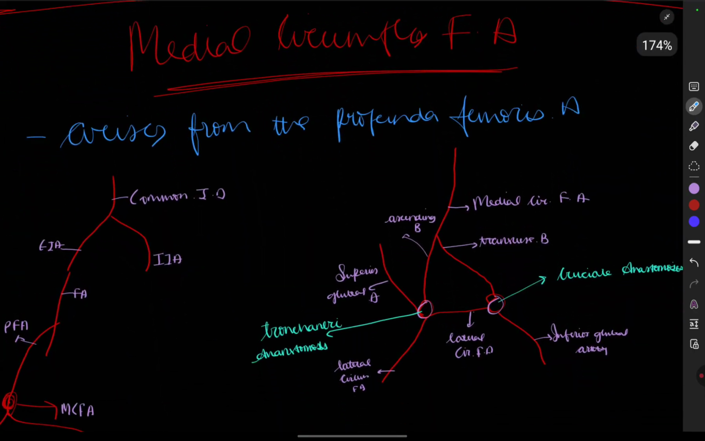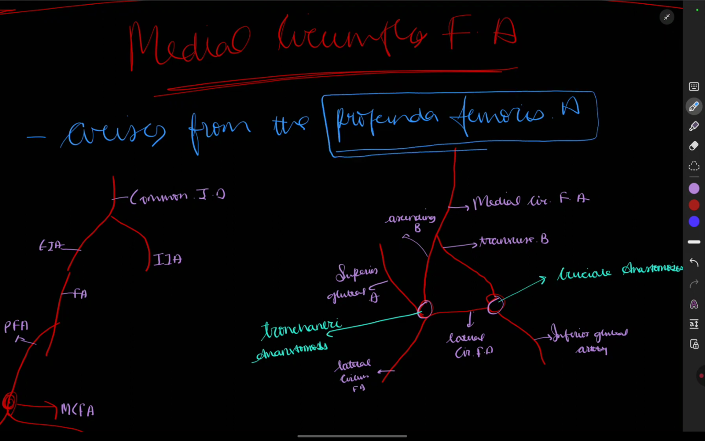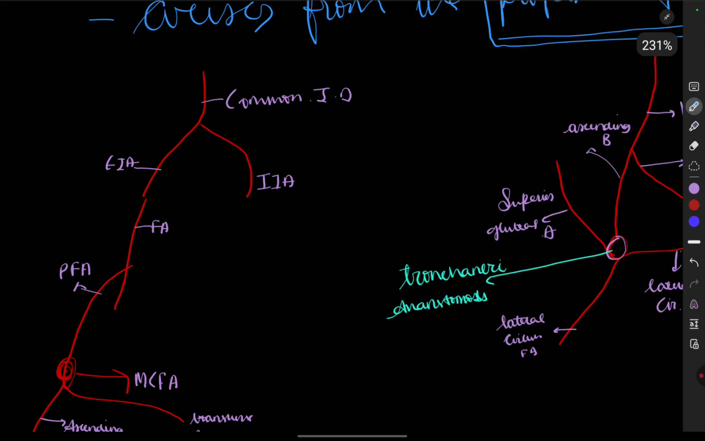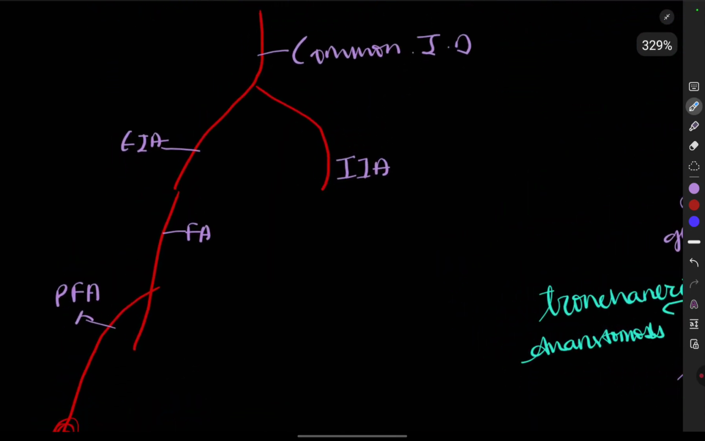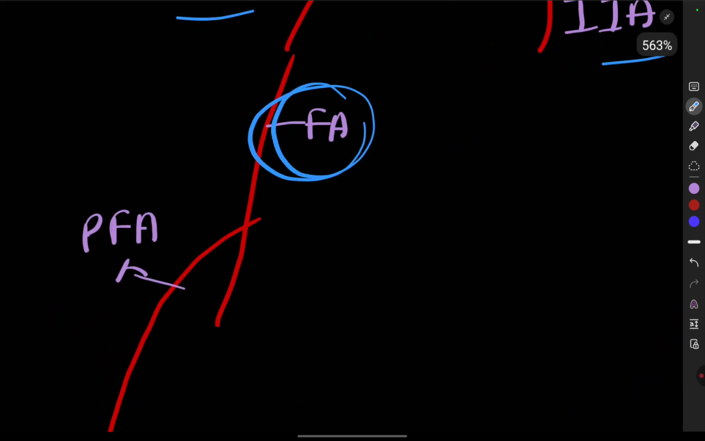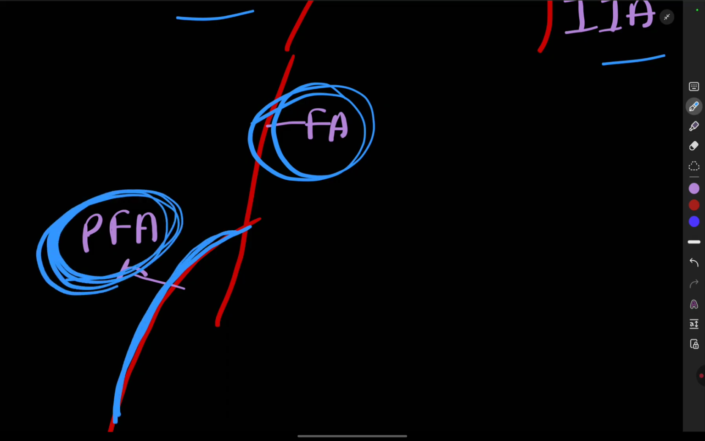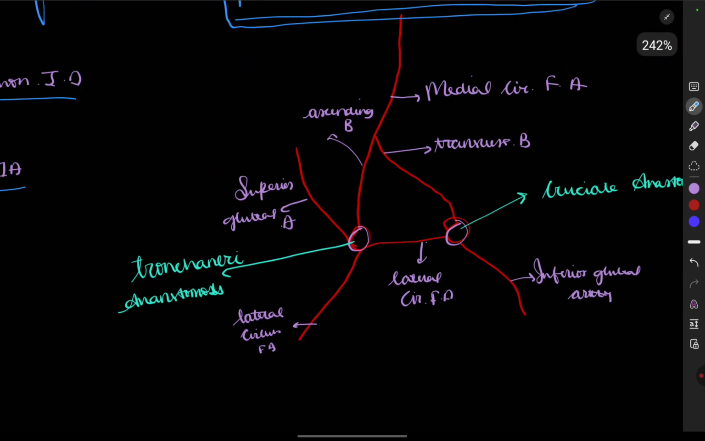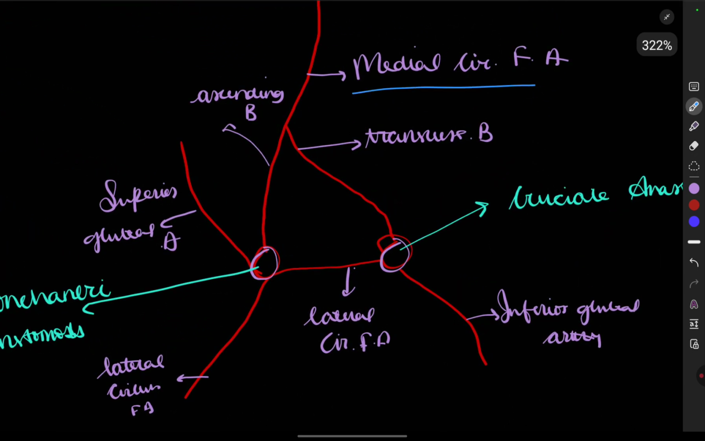Now we are going to see the medial circumflex femoral artery. It arises from the profunda femoris artery. We have already seen that in the front of the thigh chapter; you can check out the playlist. See again the common iliac artery, internal iliac artery and external iliac artery. This is the femoral artery, which gives off an important posterior branch, the profunda femoris artery, that supplies all the compartments of the thigh. This is the medial circumflex femoral artery.